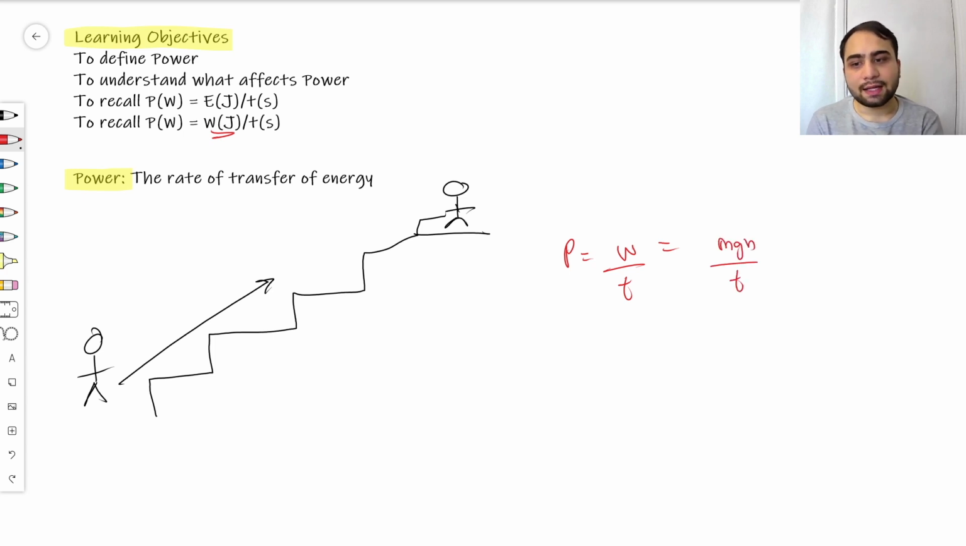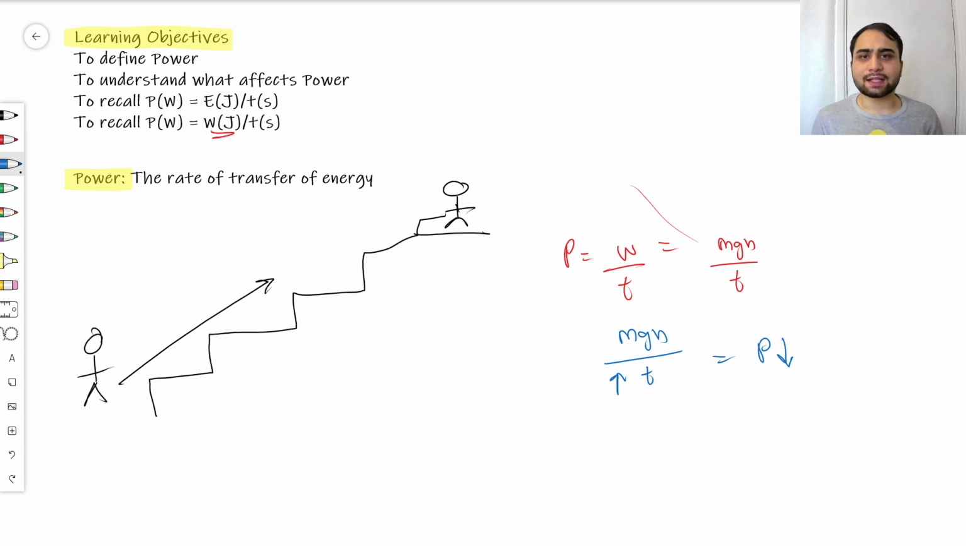Now, these steps are all at the same height, but if my stickman goes up these steps really slowly, do you think he's going to be developing a lot of power or very little power? Well, he's going to be developing very little power, because if he goes up the steps really slowly, in mgh over t, my t increases very greatly. It's going to take him a long time to get up the steps, so my t goes up, so my power is going to decrease.